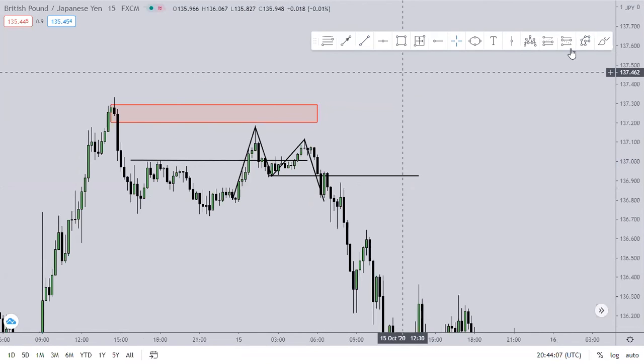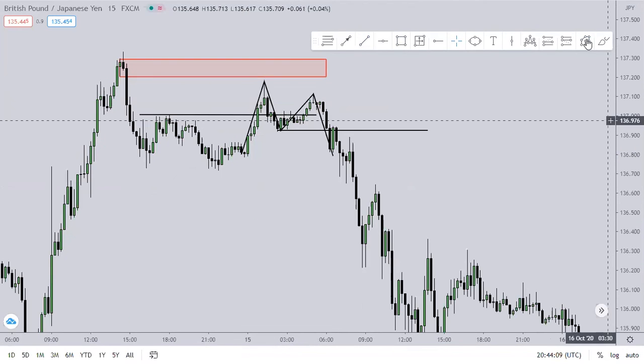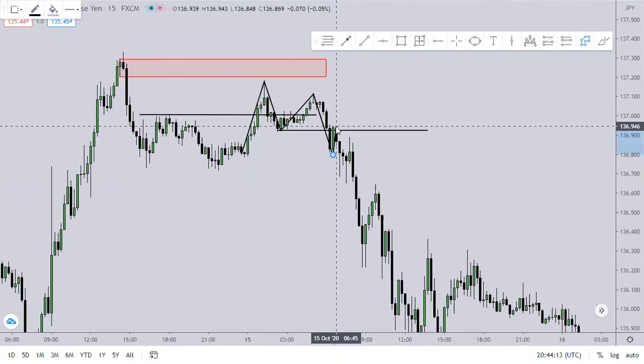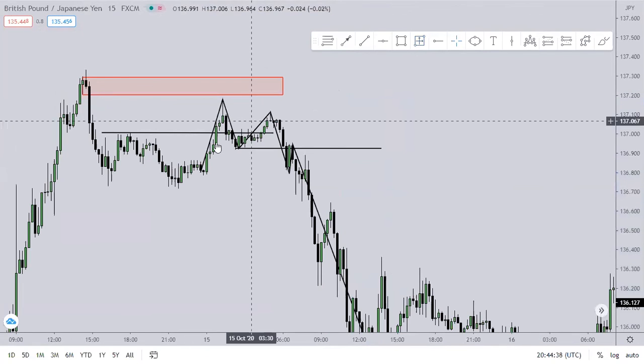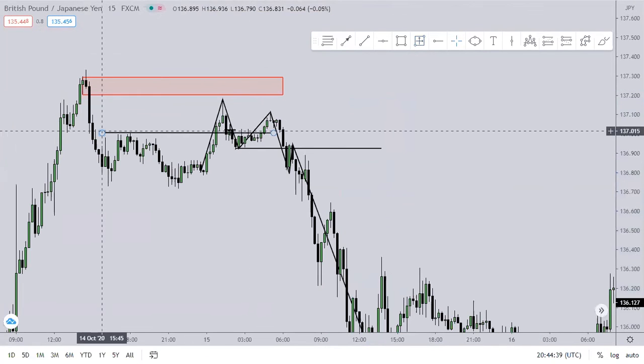So these M and W structures are very powerful. Learn how to identify them on your chart. And you can only learn that through practice. They touched it, then they dropped. For how many pips? 116. So they didn't touch the order block. They are taking out these highs, but they didn't trade into the order block. Fine.